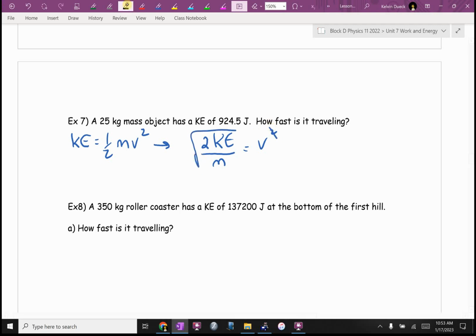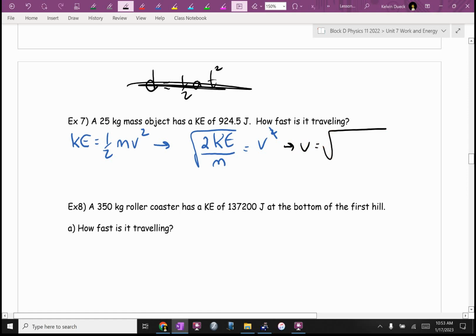Yeah, this might look a little familiar when we had d equals 1/2 at squared, and we got the t by itself. It was divide by a, times by 2, square root. So kind of, we've seen this a bit before. We're not doing it right now, but it's the same kind of pattern. Now I can plug in the numbers. V is going to be the square root of 2 times 924.5 divided by 25. What'd you get? 8.6 units? Good.